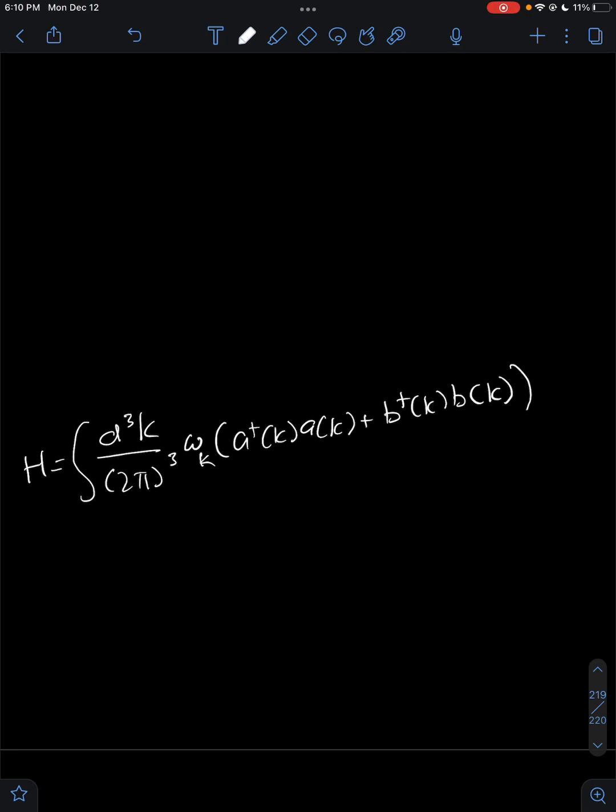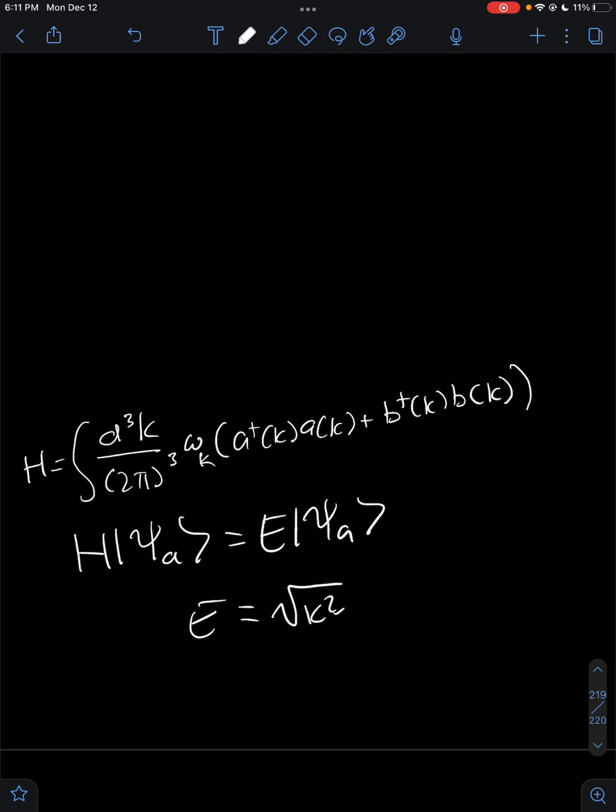And the Hamiltonian in quantum field theory looks like this for a complex scalar field. So again, if you were to run through the math, you would find out that the Hamiltonian acting on a particle, let's just call it psi A, so this is a particle state, is going to give us E times psi A, where E is just the square root of K squared plus M squared, which is also omega.